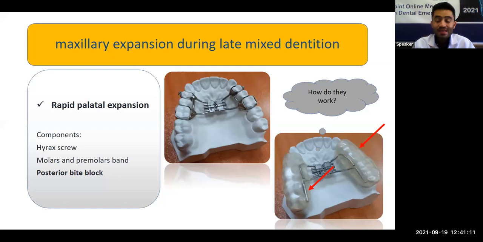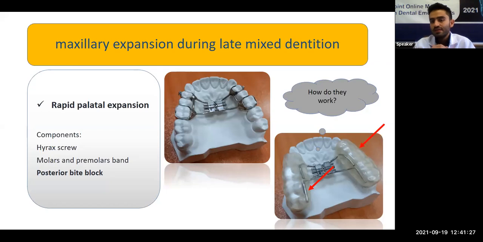Again, molars are banded. And in this appliance and design, we want to have as many teeth as possible in the anchor unit. So if the premolars have erupted, we band premolar teeth too. Also, removable appliances and fixed appliances can have a posterior bite plug.